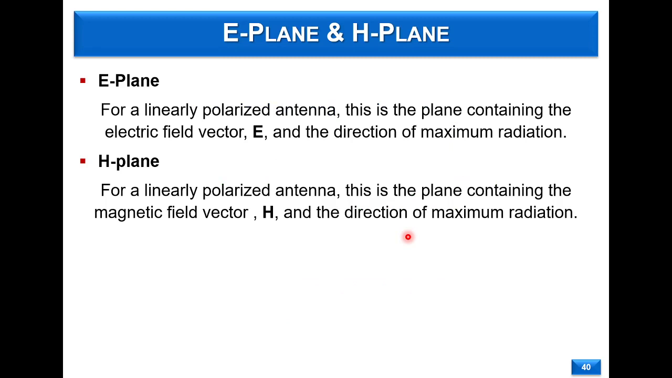So now one important definition here for antennas, something that I would like to share, is the E-plane and H-plane. The E-plane is defined for a linearly polarized antenna. This is the plane containing the electric field vector and the direction of maximum radiation. The H-plane is, again, for a linearly polarized antenna, the plane containing the magnetic field vector H and the direction of maximum radiation. Why are we defining those? Because frequently it is referred to in the literature, especially with rectangular aperture antennas. This is very common to talk about.